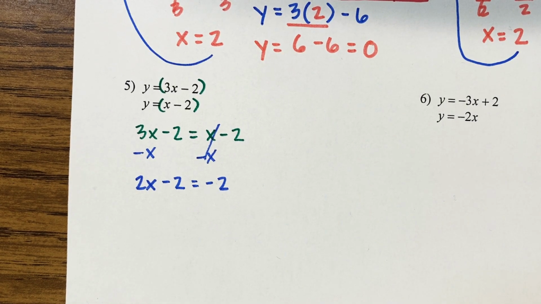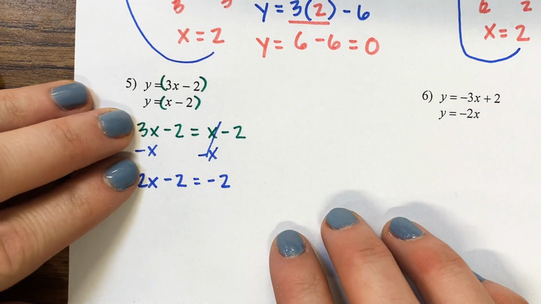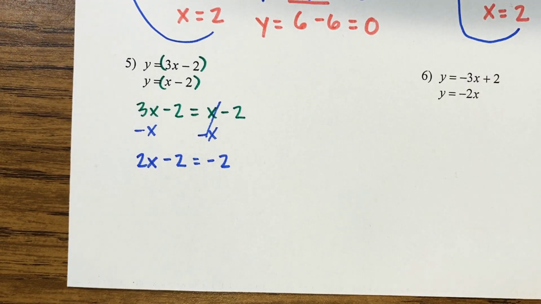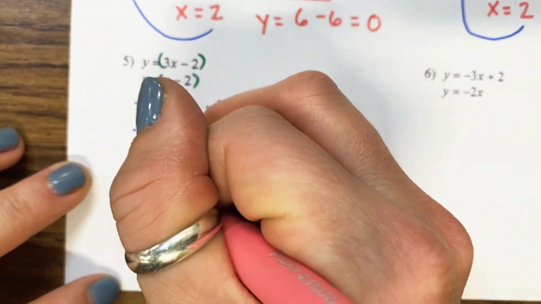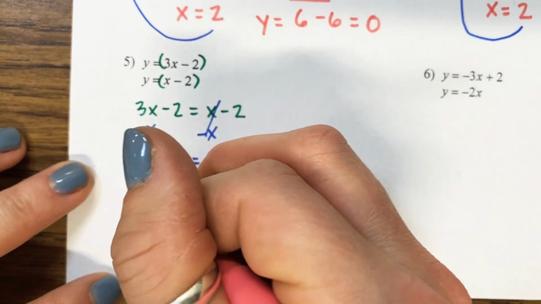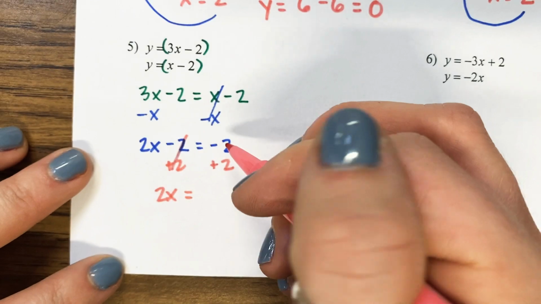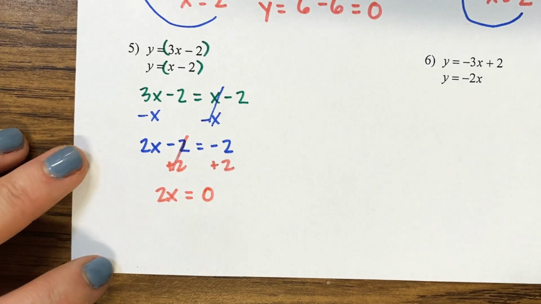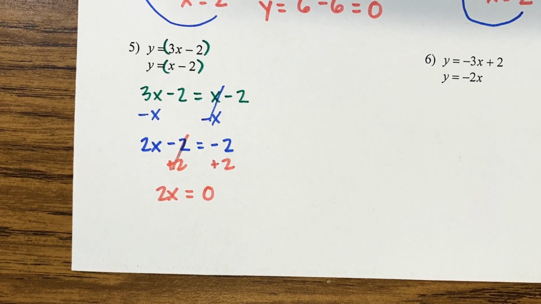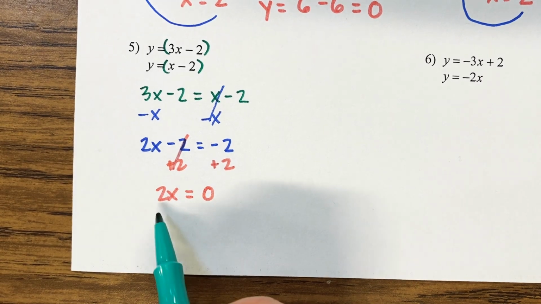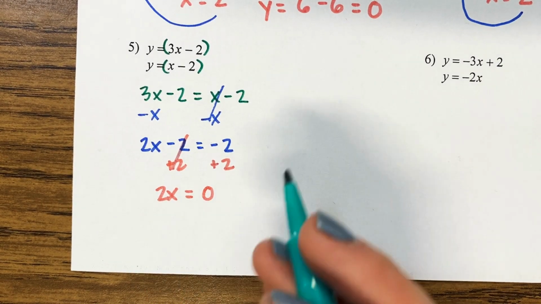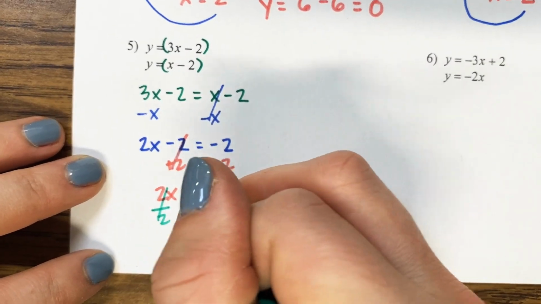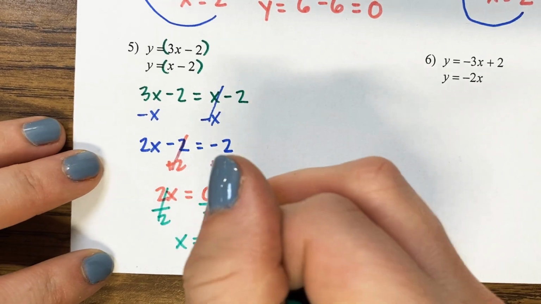So now we can go ahead and solve. Okay, so I need to get rid of what's farthest away from my x, which is this negative 2. So what is the opposite of negative 2? Going to add 2 to both sides. So I get 2x left over here equals, what is negative 2 plus 2? It's going to give me 0. Okay, and one last step. 2 times something equals 0. Well, what's the opposite of times by 2? Divide by 2. And what is 0 divided by 2? 0.